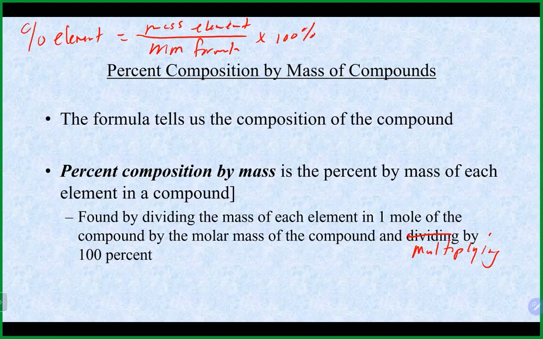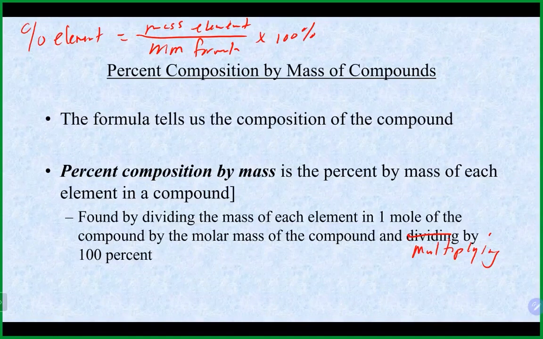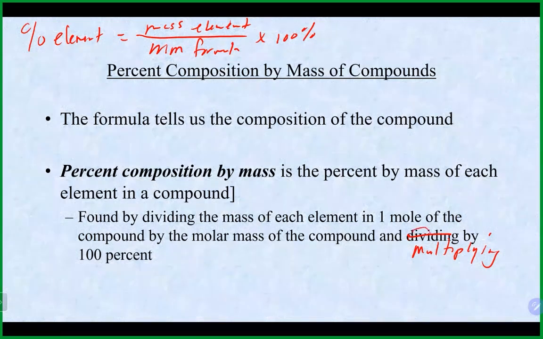Kind of very similar to how we figured out the percent of water in those hydrates that we did the other day. We took the mass of the water divided by the mass of the entire compound. Here, we're just going to take the mass of each element and divide it by the mass of the entire compound. And obviously, to turn it into a percentage, we want to multiply by 100 in this case.